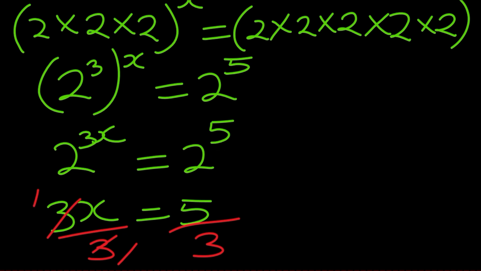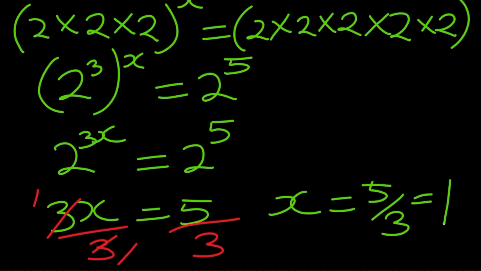So we are left with x equal to 5 over 3, which is also equal to 1 whole number 2 over 3. x equal to 1 whole number 2 over 3 is the solution to the above equation.